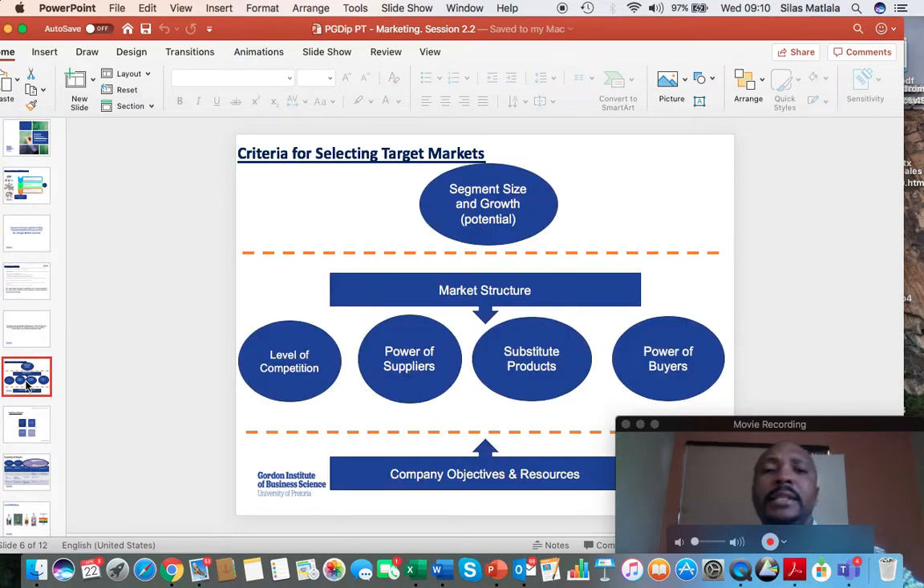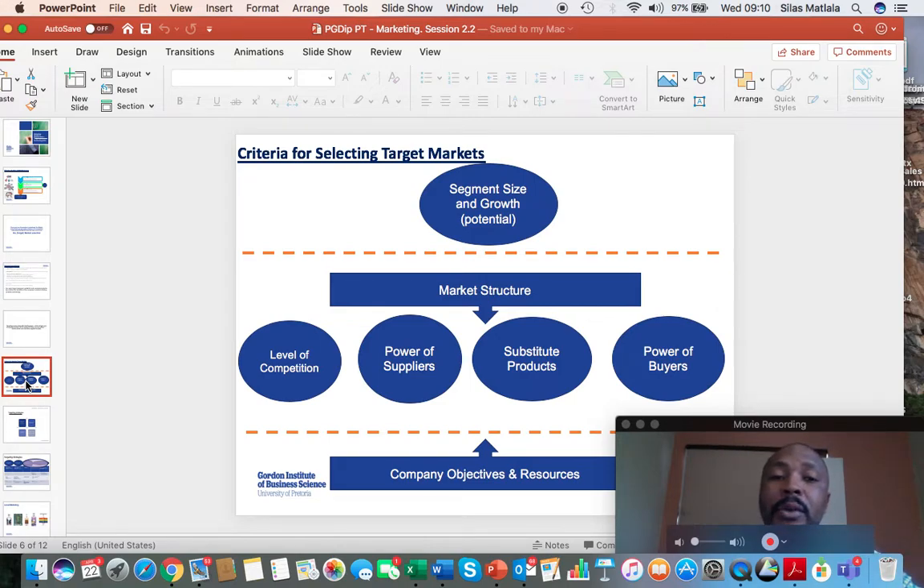So in terms of the criteria for selecting the target market, and here I'm using an example of a case where you are going into a potential market, you will look at the segment size, look at the segment growth in terms of their usage, in terms of the spend, in terms of potential for future revenue, and then you'll also look at the market structure and say, now that I know the segment, now that I know the growth potential, what is the market structure? Level of competition, is it intense?